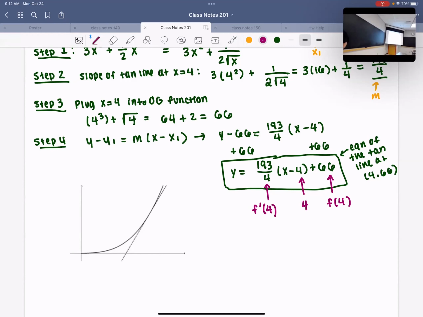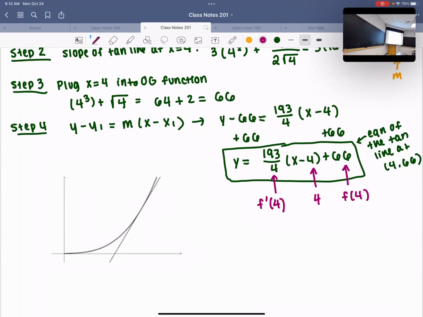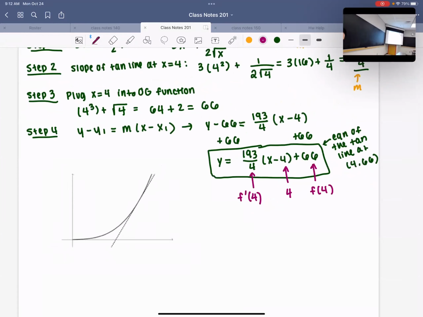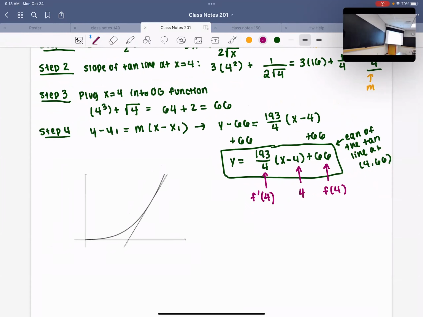Before we go forward, I just want to show you what this actually looks like. In this very badly drawn graph here, the curvy function is our y function. That's actually the function x³ plus the square root of x. And the straight line that's almost touching the function is our tangent line, which is the 193/4 function. And where it touches the function is our point, which is (4, 66).